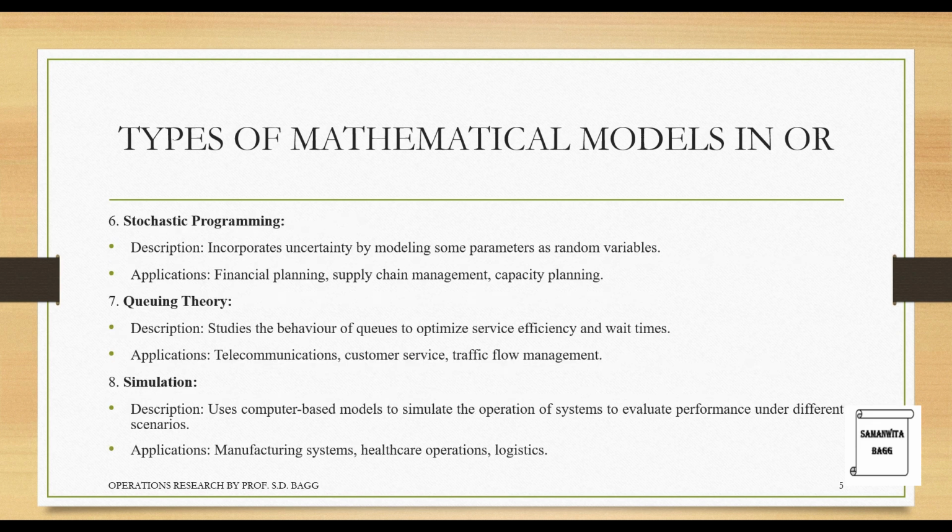Stochastic programming incorporates uncertainty by modeling some parameters as random variables. Applications are financial planning, supply chain management, capacity planning. So in all these cases, we make use of stochastic programming, where we talk about random variables because many of the factors are such that they depend on the current scenario. So as the scenario changes, the variables will have different values. So accordingly, we decide on them.